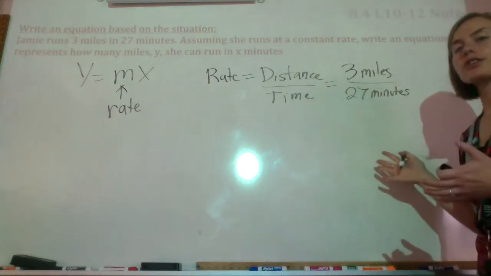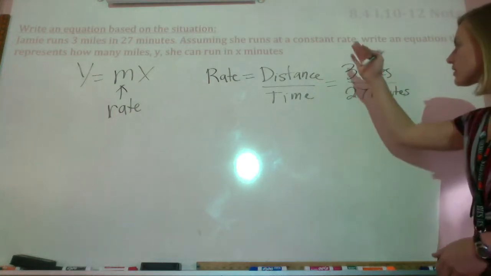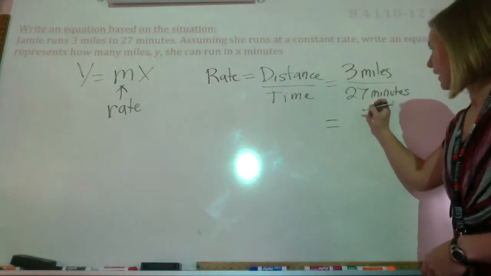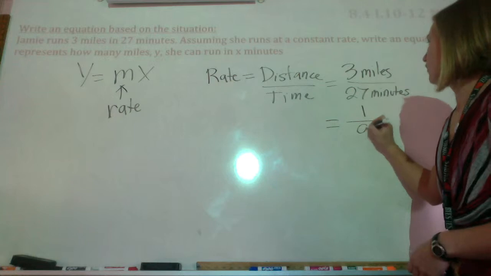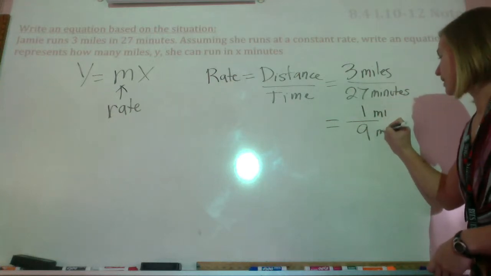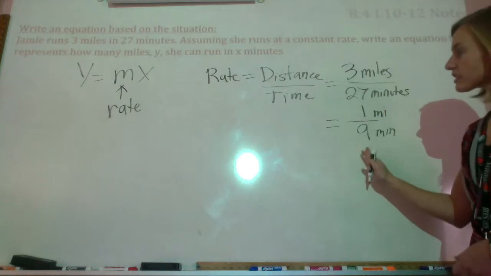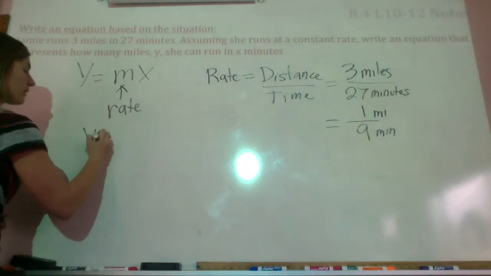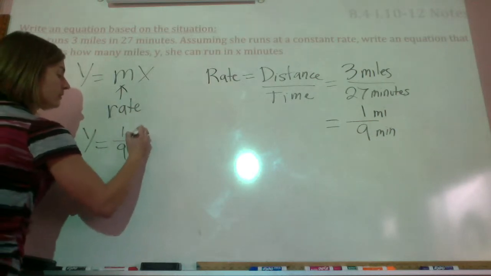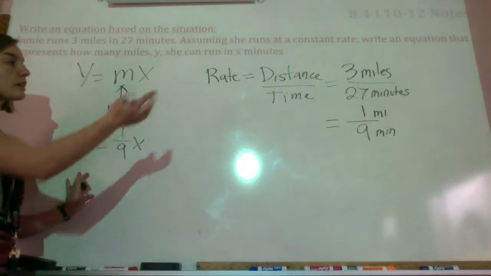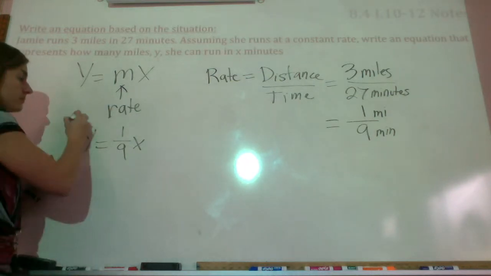So you could turn this into a really nasty decimal, but let's just stick with fractions, and this is a fraction that we can reduce. So her rate is 1 over 9. For every mile, she's doing it in 9 minutes. And we can just take that rate and put it into the equation. y equals 1 over 9 x. And there's your equation. That's all you need. We just needed the rate to put it in.